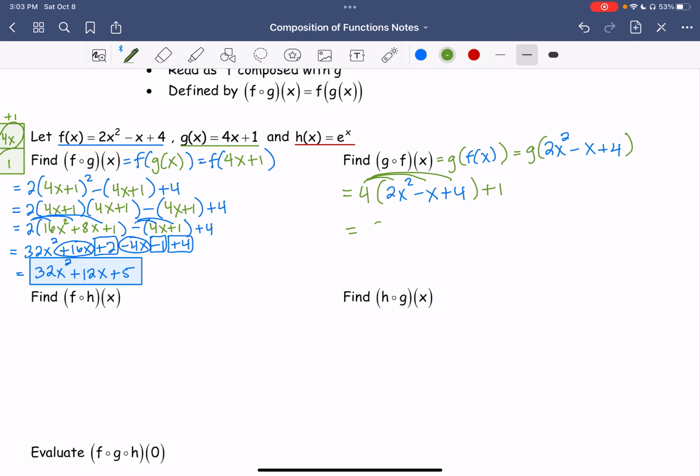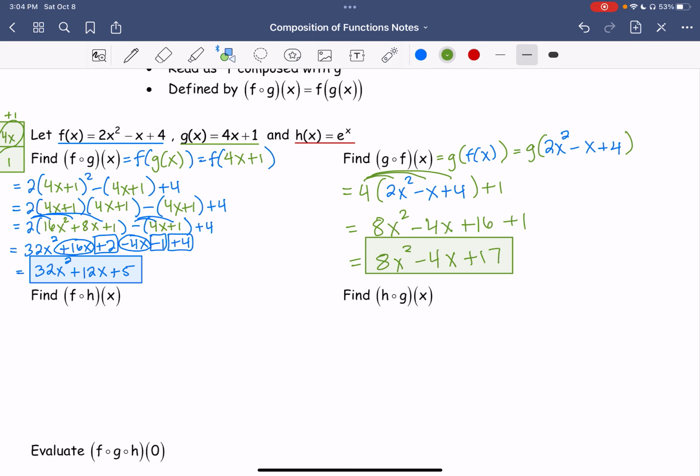And from here, you're going to distribute again, just like we did before. So 4 times 2, you get 8x squared minus 4x plus 16 plus 1. And then you combine your like terms. So you get 8x squared minus 4x plus 17, for our final answer.